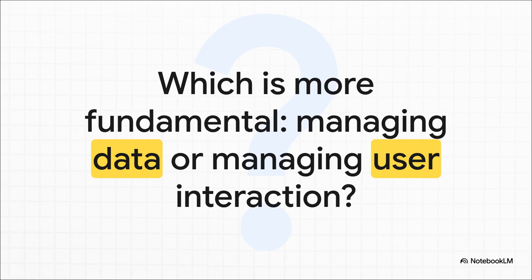So, as we wrap up, here's something to think about. We've talked about two big ideas, managing the flow of data with I/O streams and managing the flow of user interaction with applets. In the software we build today, which one of those is more fundamental? Is it what's happening with the data under the hood, or is it the user's experience on the screen? There's no right answer, but it's a cool question.